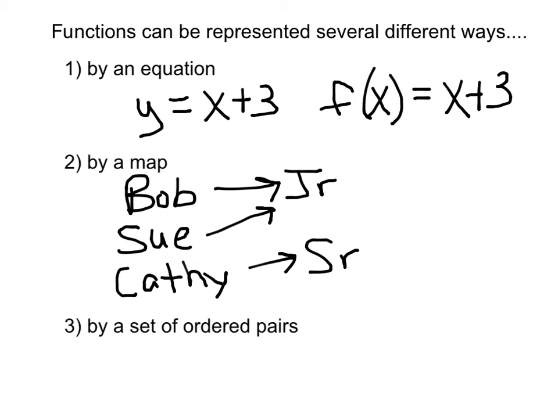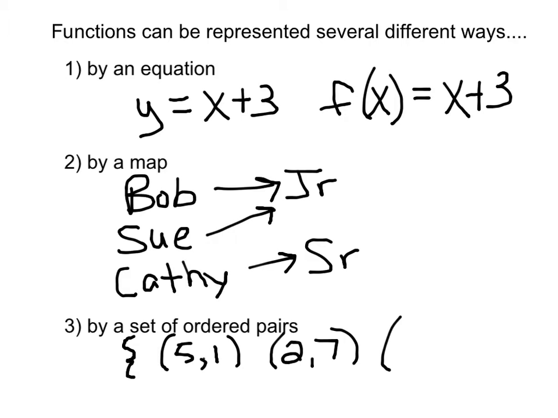The function could also be represented as a set of ordered pairs. So you could have the set of points (5, 1), maybe (2, 7), maybe also (-2, 7). So these are three different ways to represent these three different functions.